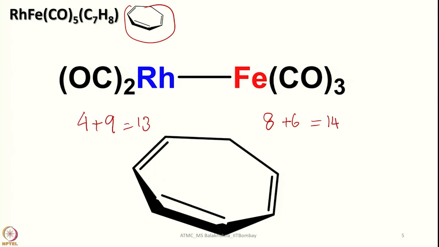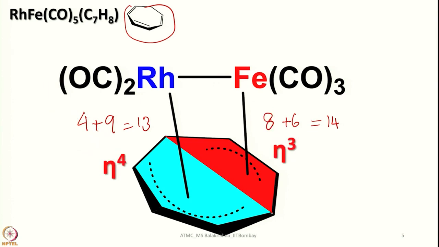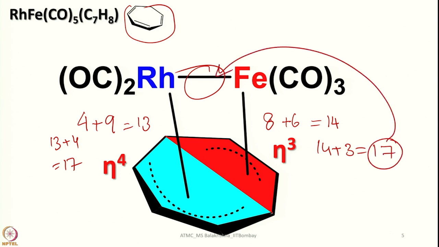So, now let us put it here in such a way that it can bind to both the rhodium and iron atoms. Now, what does it show? You can see one is eta 4, one is eta 3. Now, eta 4 means 4 electrons are coming. So, 13 plus 4, 17, and one is coming from this bond, and here 3 are there, 14 plus 3, 17. So, another is coming from this one.